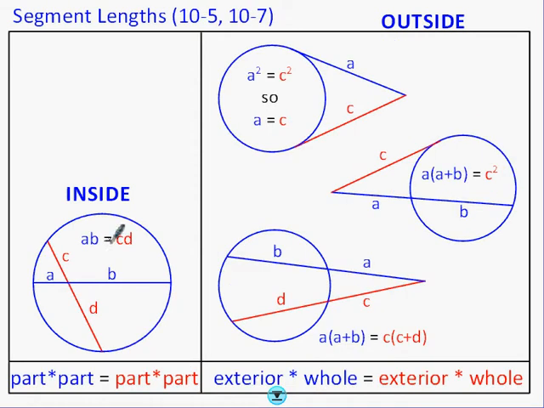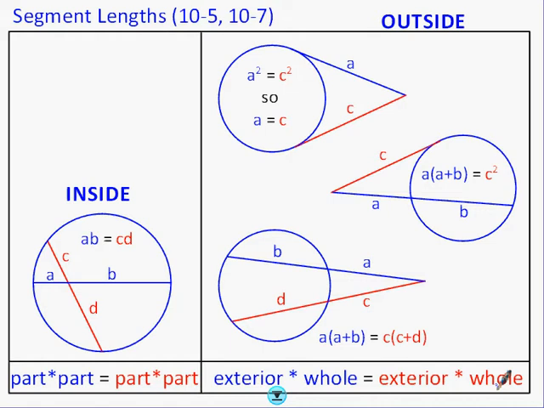Okay, but if we do have 2 lines that intersect on the inside, you'll see that I broke each segment into 2 parts based on where they intersect, and it's quite interesting. This part times this part equals this part times this part. So AB equals CD. And what I tell my students to remember is that if the intersection is on the inside, it's part times part equals part times part. Okay, if it happens on the outside, so again, 2 tangents, a tangent and a secant, or a secant and a secant, what you want to remember is exterior times whole equals exterior times whole.